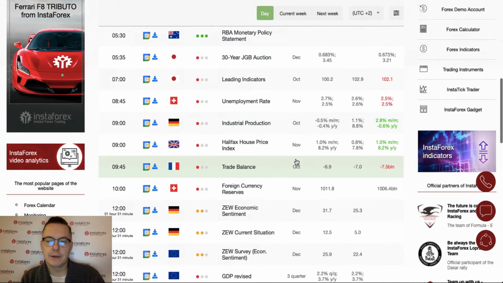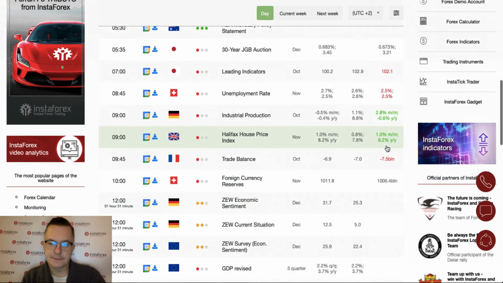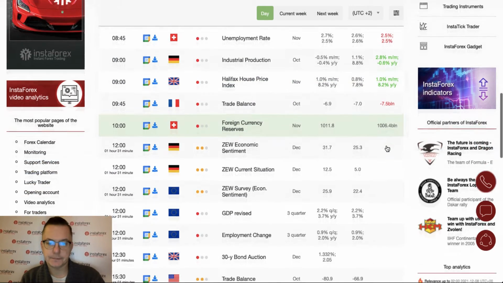Moreover, we already got the data for industrial production in Germany. As you can see, it is increasing from minus 0.5% to 2.8%, which means it beats the expectations of 1.1%. And the Halifax House Price Index shows houses in England are going up 1% in November.